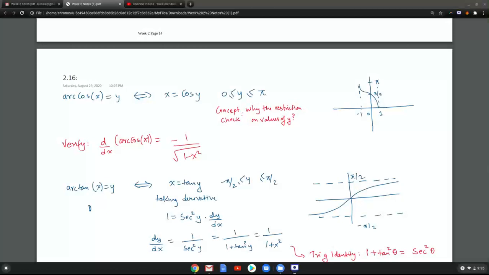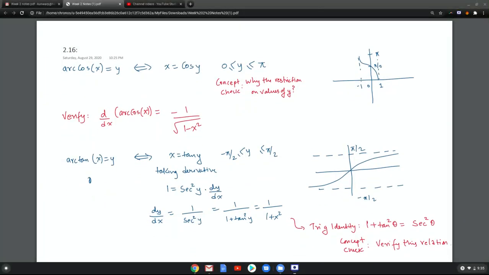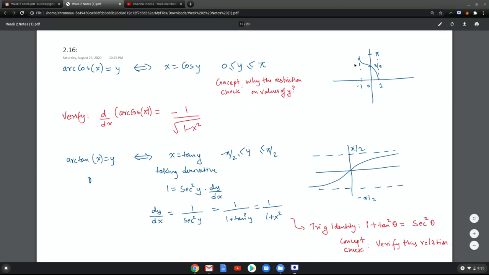Now let's look at arc cosine x. Arc cosine x is y, so x is cosine y. Now in this case, y is restricted between 0 and pi. Again, concept check: why is there a restriction on the value of y? The graph of cosine inverse, or arc cosine x, looks like that. The range is 0 to pi and the domain is -1 to 1.